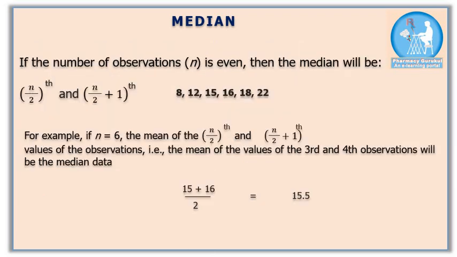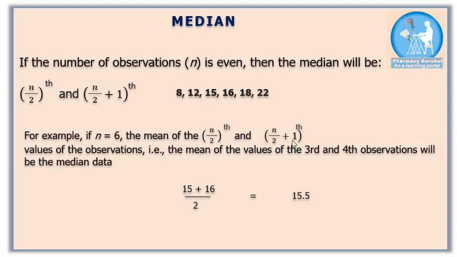When the number of observations is even, in that case we apply this formula to find the median: the n by 2 and n by 2 plus 1th values. The number of observations is 6, so 6 is an even number. I mean n equal to 6. Then n by 2 equal to 3, which means first you have to pick the third value, and here the third value is 15.